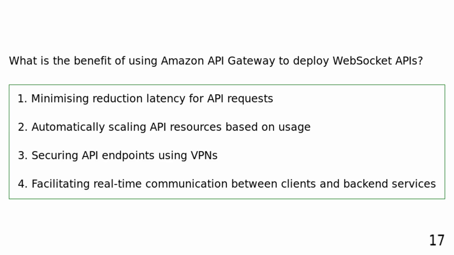What is the benefit of using Amazon API Gateway to deploy WebSocket APIs? Minimizing latency for API requests. Automatically scaling API resources based on usage. Securing API endpoints using VPNs. Facilitating real-time communication between clients and back-end services.